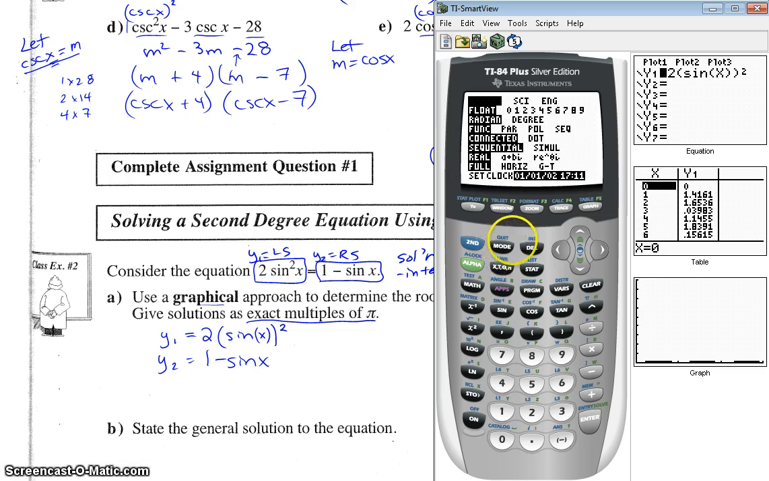Okay, check your mode. What mode do you think we should be in? They gave us a domain from 0 to 2 pi, I believe. So we should be in radian mode. If it was 0 to 360, we'd be in degree mode.